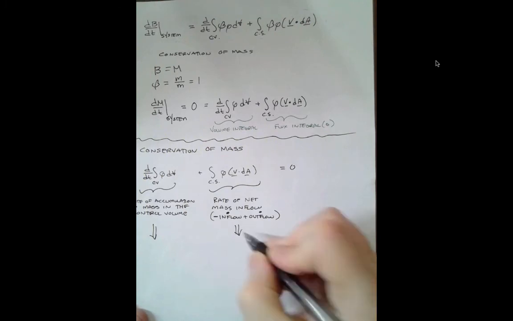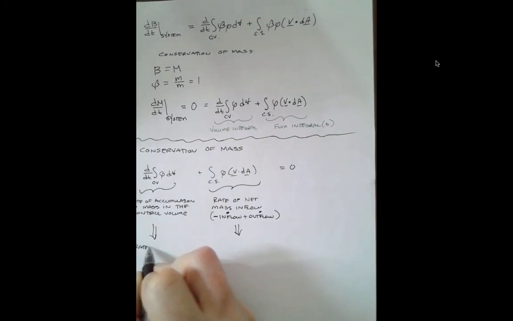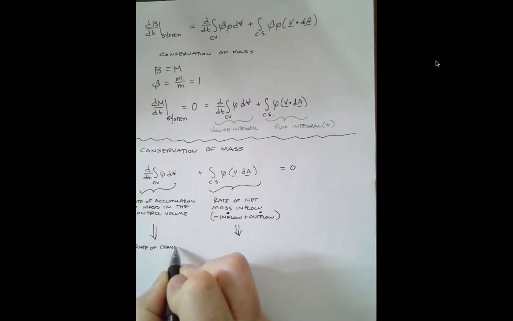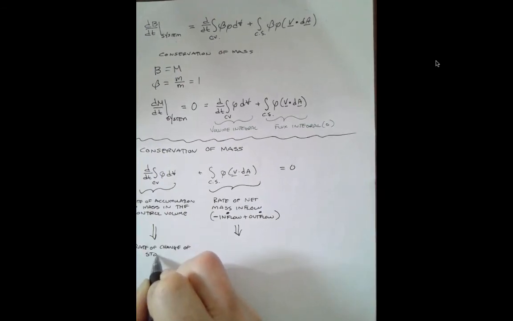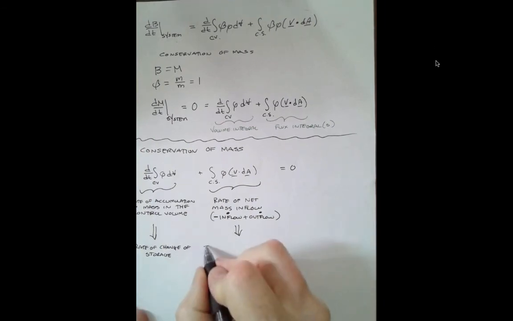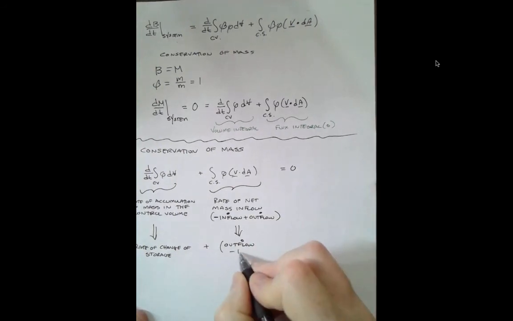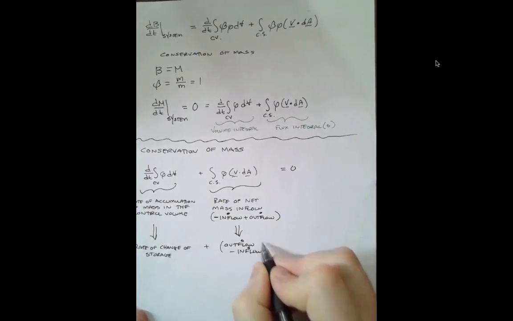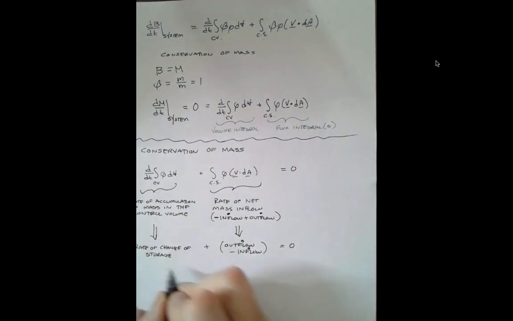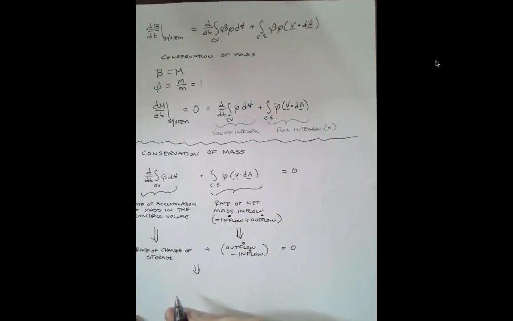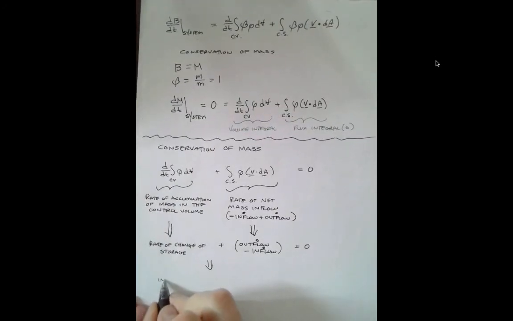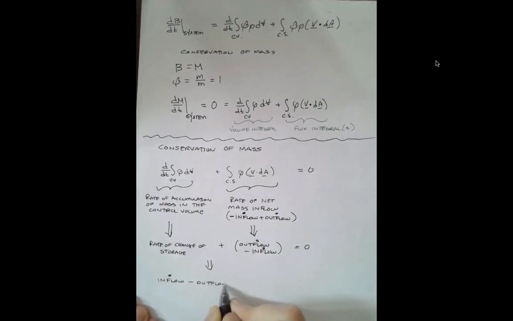Another way to look at these in words is this is the rate of change of storage plus outflow rate minus inflow rate equals 0. Or the last way to memorize it, if this helps, is inflow rate minus outflow rate equals the rate of change in storage in the system, in the volume.